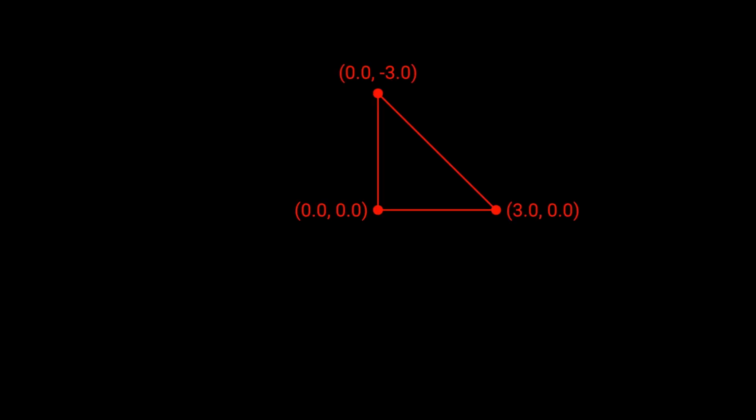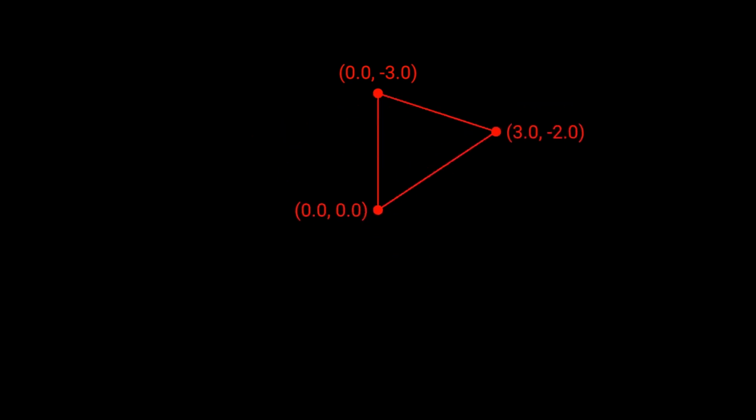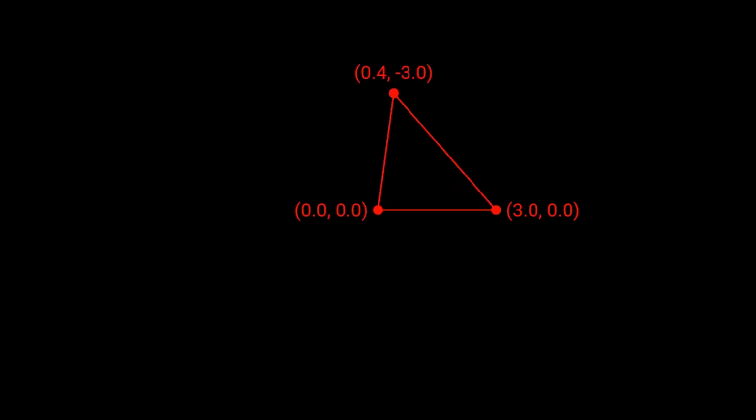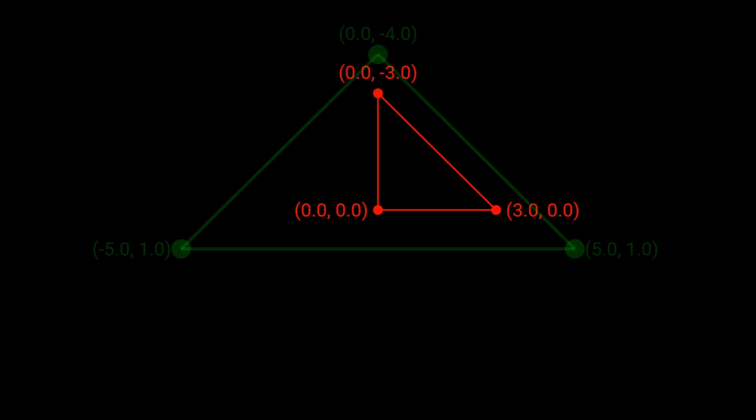Given the following triangle, you are allowed to make the following move. Pick any vertex and move it parallel to the opposite side, as you can see on the screen. The question is, can you transform it into this other green triangle using a sequence of this move?